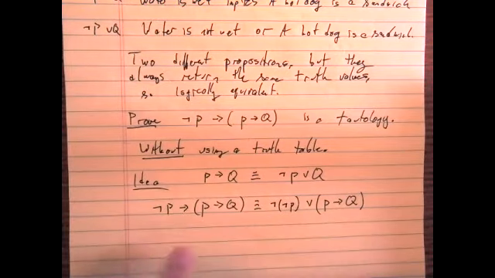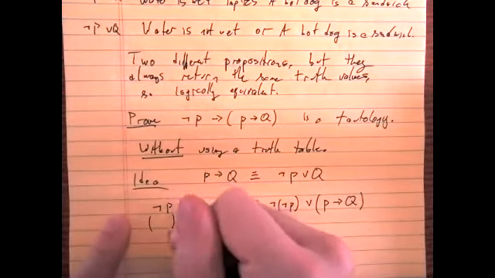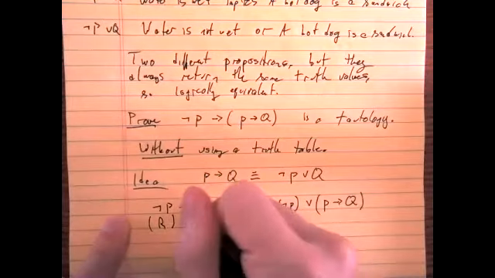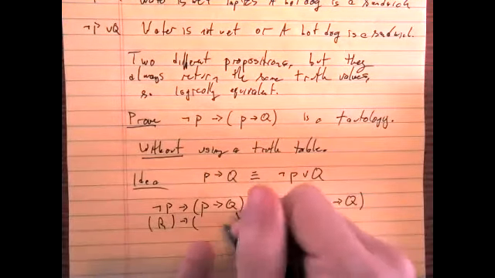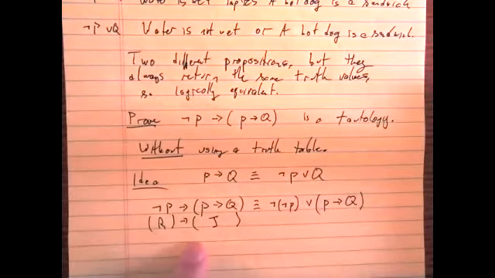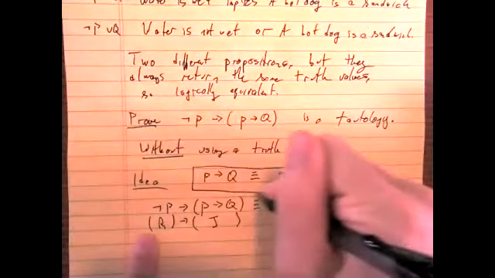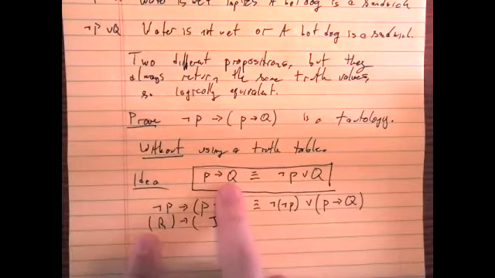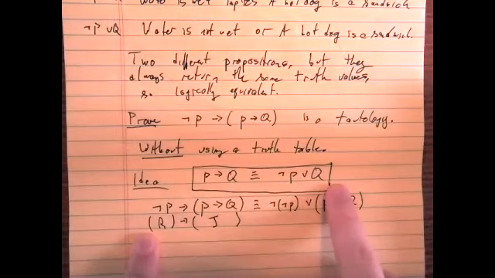How did I get there? What I'm writing here is I'm making not P to be proposition R, and then I'm making P implies Q to be proposition, I don't know, J. So this statement right here says P implies Q is logically equivalent to not P or Q.